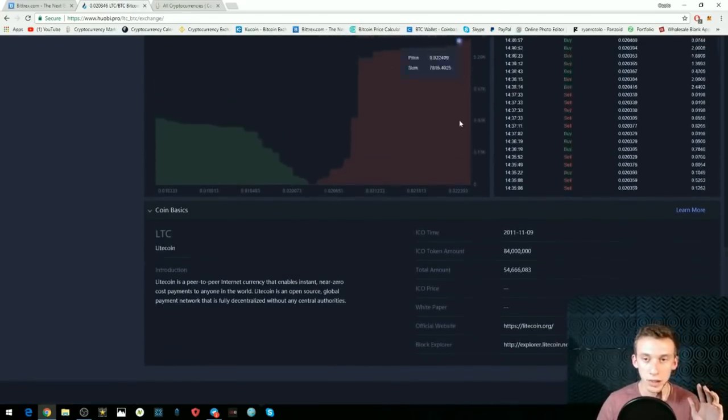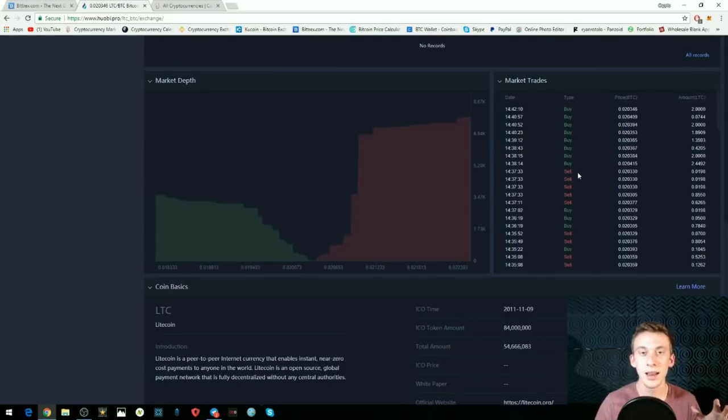So if we keep moving on, right down here, this is the market trades. This isn't that important of information. This is just showing all the people buying and selling at a given time.